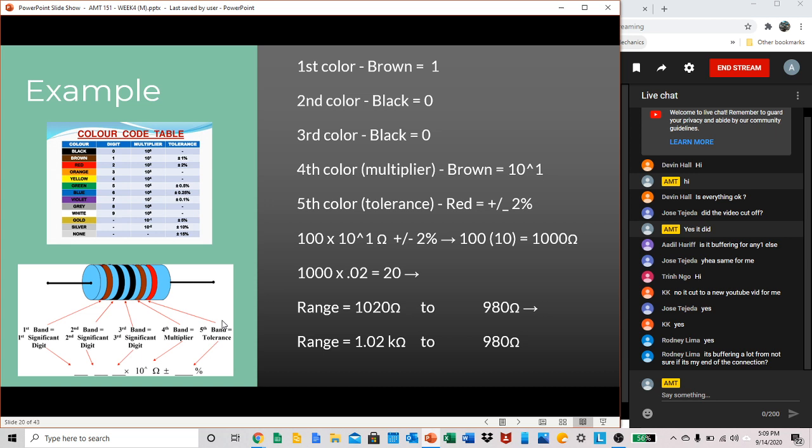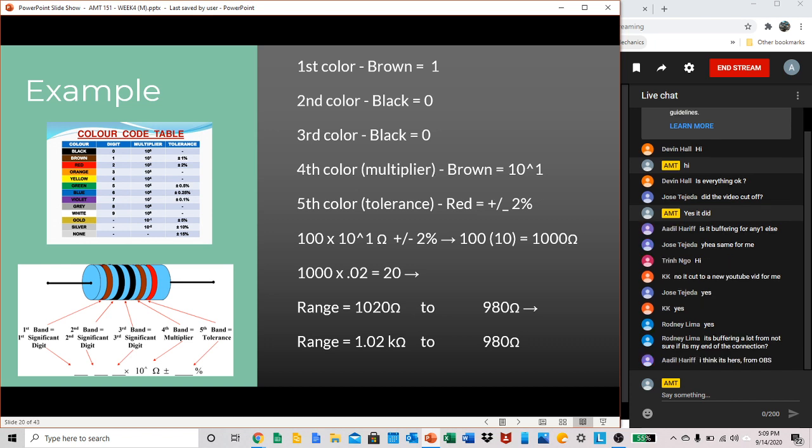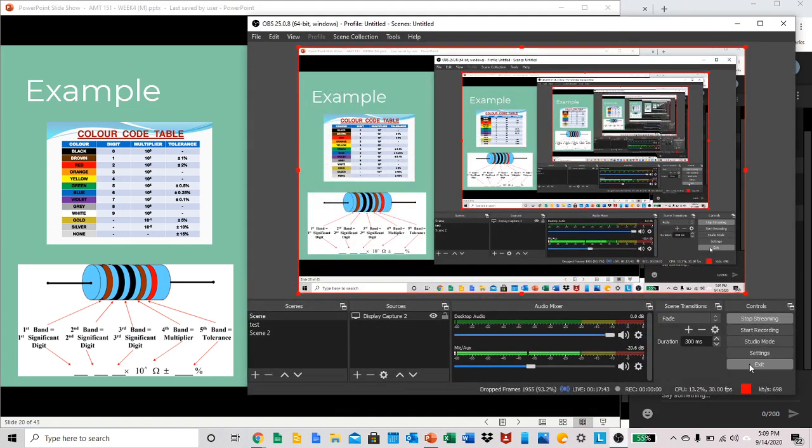When you do see that, what you want to do is kind of work backwards, forwards. Rodney Lima, yeah, I see on my video it's buffering a lot too. I think it is mine. Yeah, OBS is a new thing for me. This is how I can share the slides with you guys. I'm not really sure how to fix that. So we're just going to have to deal with the buffering until I can look into it.